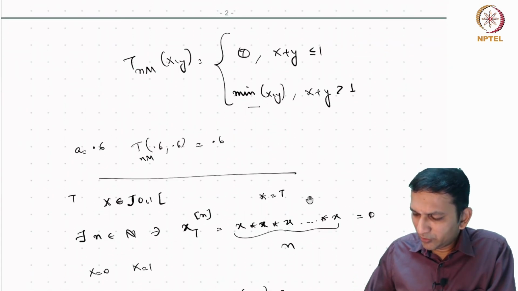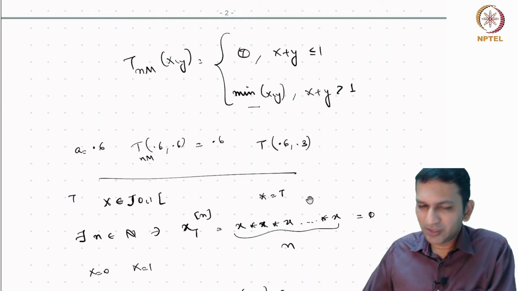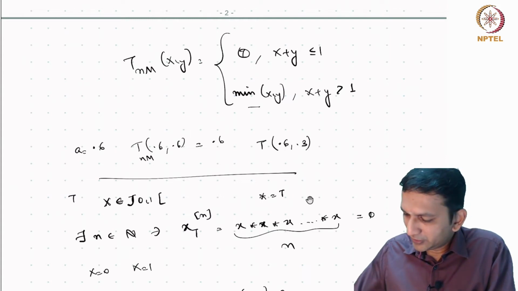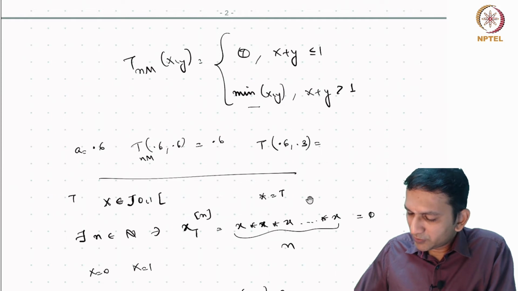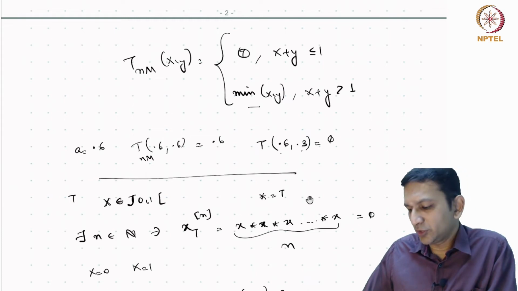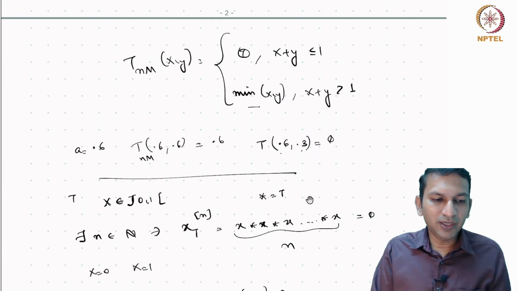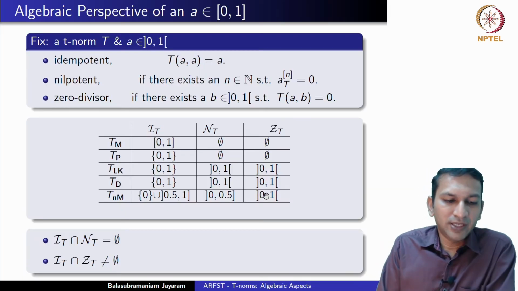So now 0.6 we have taken, we know it is an idempotent element, but it also can act as a zero divisor. For whom? Say for 0.3. Look at what is T of 0.6, 0.3. This is, 0.6 plus 0.3 is less than or equal to 1, so it is 0. So that means 0.3 is a zero divisor for 0.6, and so is 0.6 a zero divisor for 0.3. So an idempotent element can also be a zero divisor.